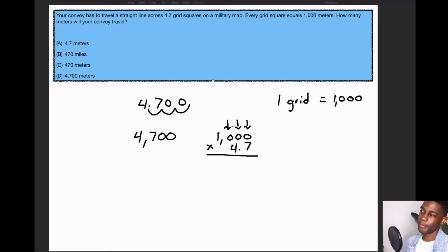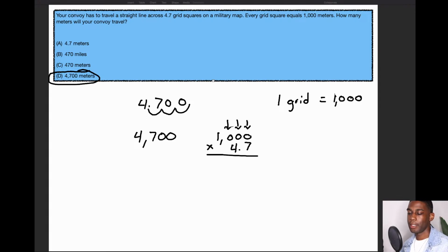4,700. Y'all gotta get comfortable with multiplying things by 10, 100, 1,000, a million. It doesn't matter. Whenever you're multiplying something that starts with 1 and has a few zeros at the end of it, like 10, 100, 1,000, just look at how many zeros there are and then move the decimal place that many places to the right. So 4.7 would become 4,700. Let's go to our answer key. Oh, look at that. D would be the correct answer.